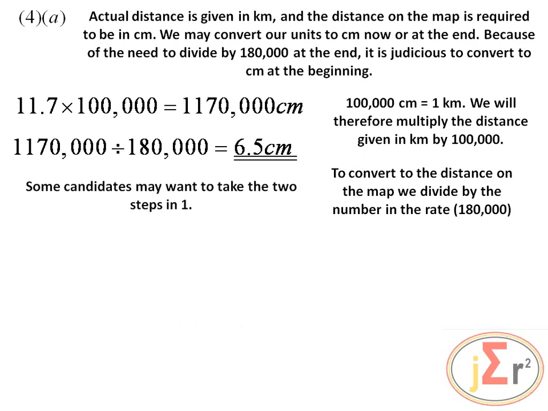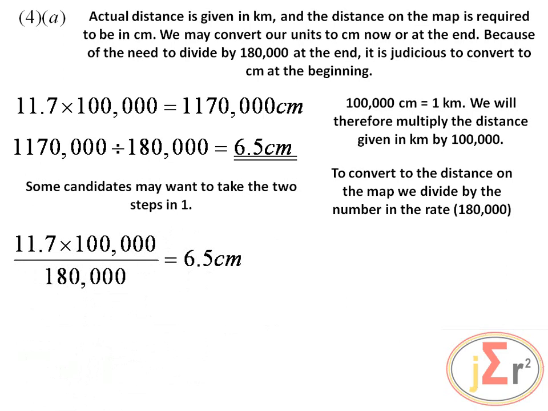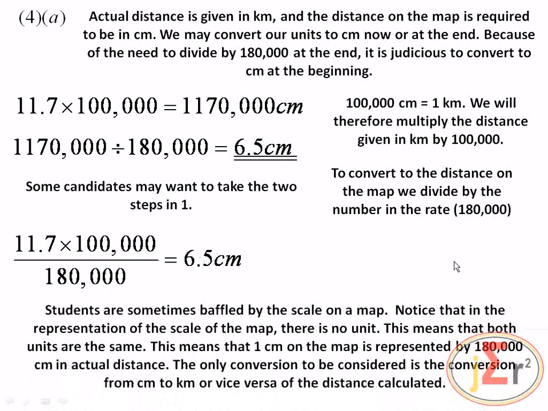Some candidates may want to take the two steps in one, because this is not very difficult for us to see that we can just do one thing like that: 11.7 times 100,000, and then we divide by 180,000. That is because we need to convert first, because the distance on the map is given in centimeters. We convert the kilometers to centimeters first, and then we divide by the scale, and we will end up with 6.5 centimeters. Students are sometimes baffled by the scale on a map.